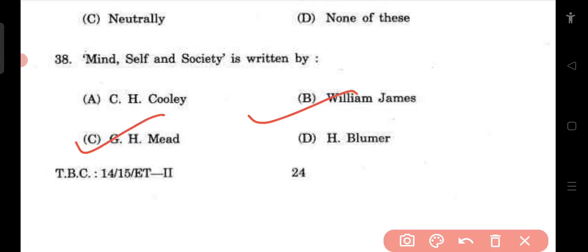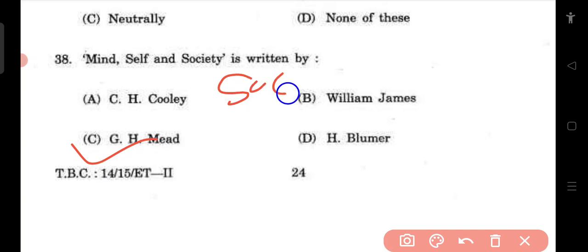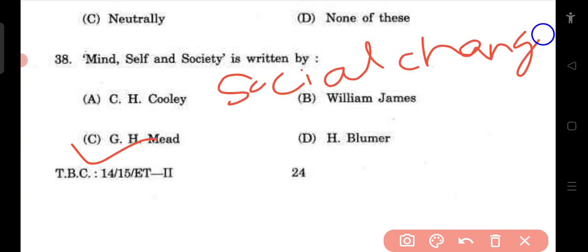Question number 38 is asking, Mind, Self and Society, the very famous book, is written by George Herbert Mead. C.H. Cooley has written Social Change, the very famous book. Herbert Blumer gave the concept of symbolic interactionism.